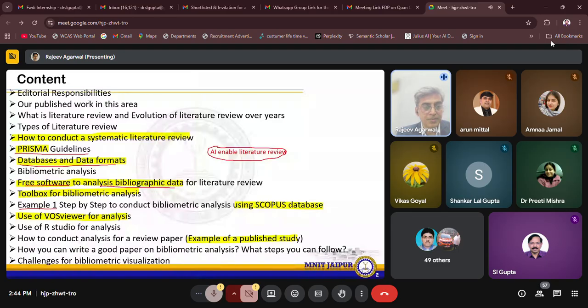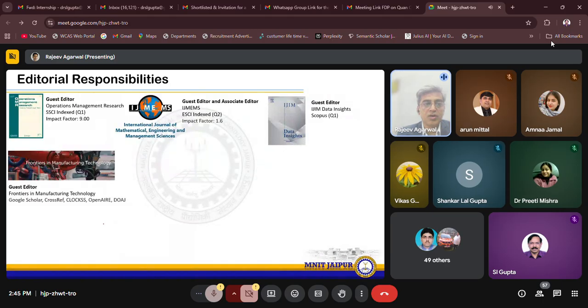Then we will take one example. I will demonstrate step by step how to conduct a bibliometric analysis using one database, Scopus. Then we will give you hands-on with VOSviewer or RStudio for analysis, and then how to conduct analysis of review papers, and then how to identify the research gap with your problem. We will discuss that.